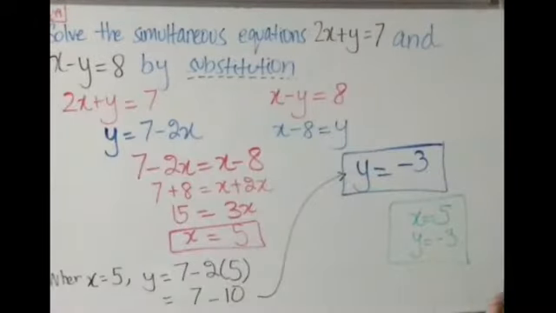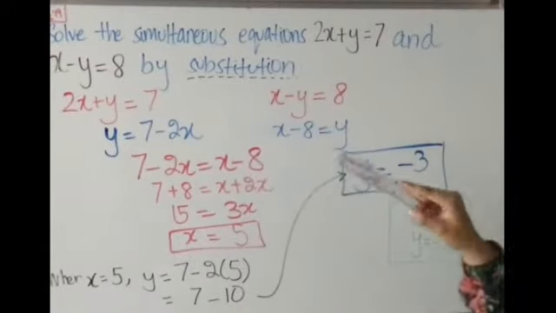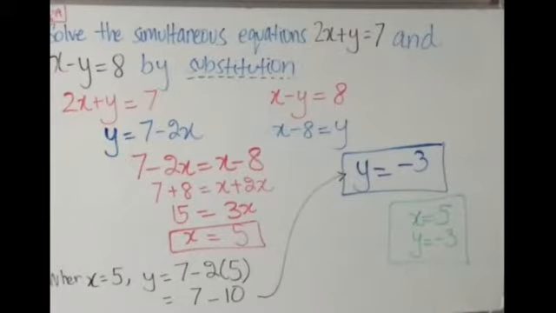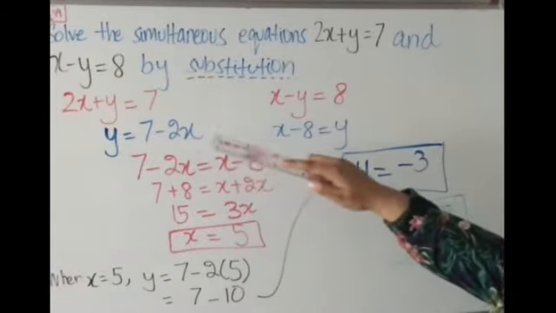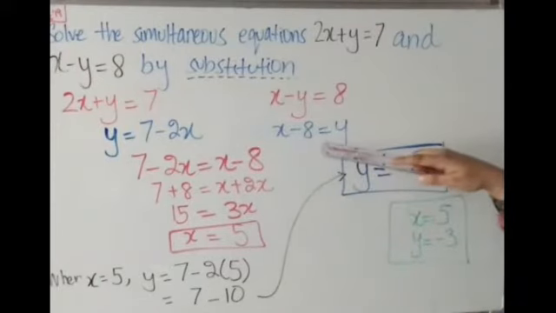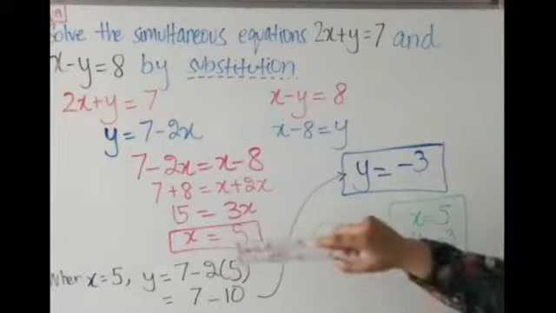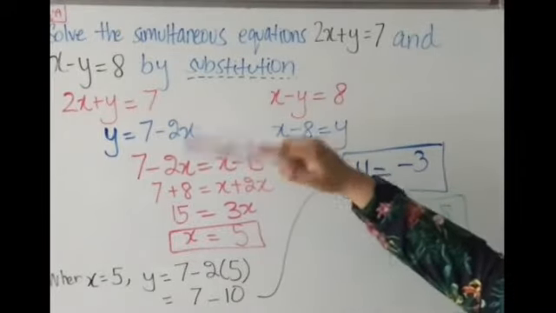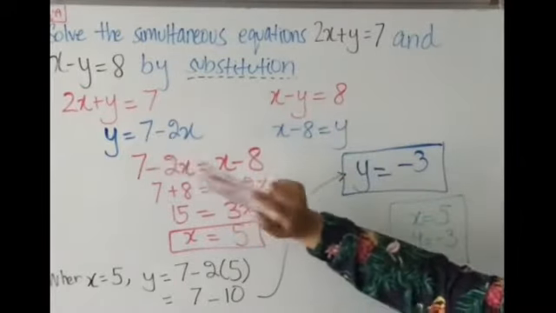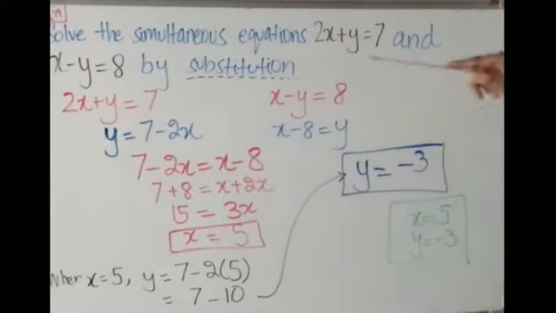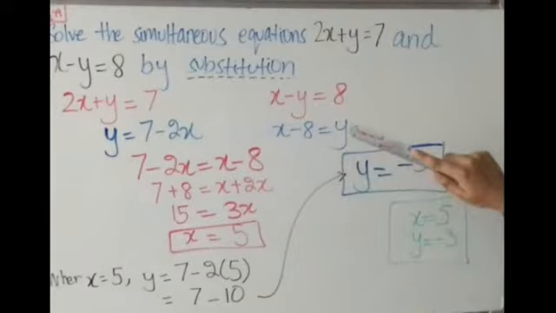Okay, so I'm going to explain the first method, that is equating both of the equations when you have expressed them in terms of y or x. The first equation was 2x plus y equal to 7, and the second equation was x minus y is equal to 8. If we express the whole equation in terms of y, it would be y is equal to 7 minus 2x, and if we do the same with the other equation, it would be x minus 8 is equal to y.